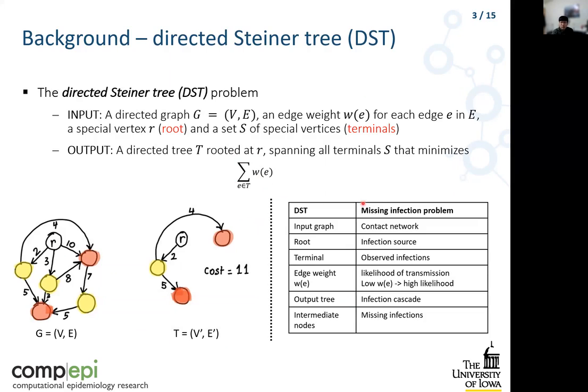We can model missing infections using DST as follows. We use the contact network. We set the infection source as the root, observed infections as terminals, and likelihood of transmission as edge weights. Then the output tree from the DST serves as an infection cascade. And also, the intermediate nodes in the solution can be interpreted as missing infections.